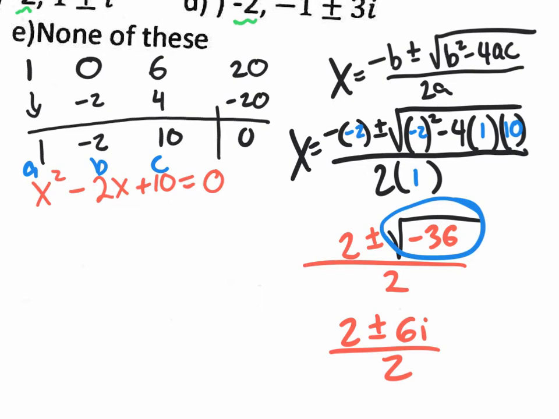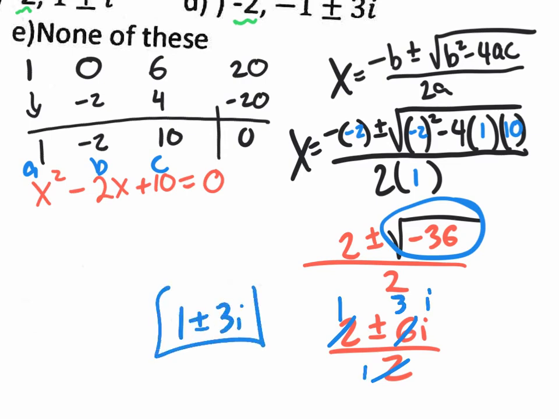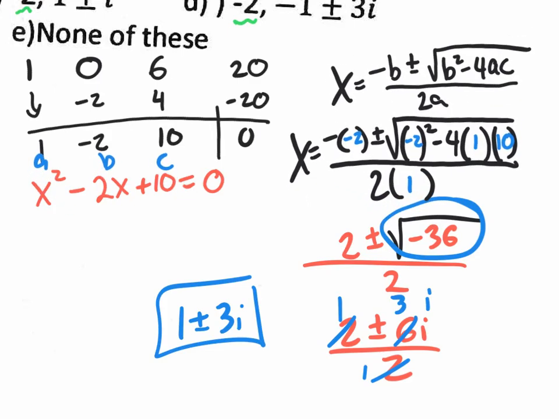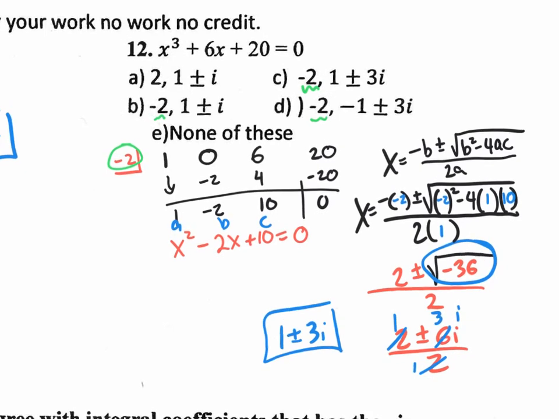Or you could reduce all by 2, and you'll get 1 plus or minus 3i over 1, which is unnecessary. So 1 plus or minus 3i. So what's our correct answer going to be? Negative 2 and 1 plus or minus 3i. So that would be option C.